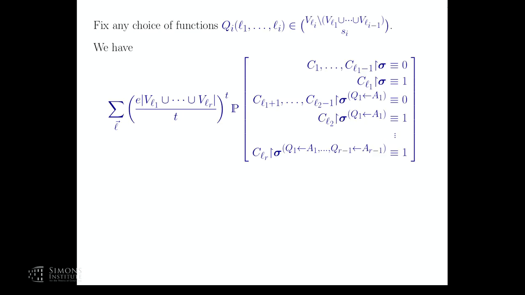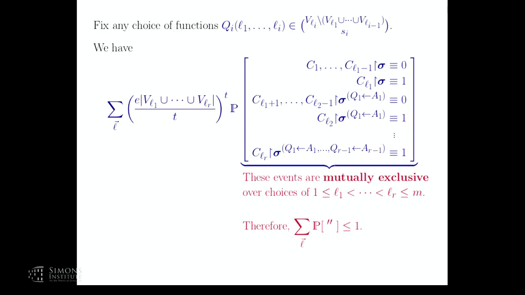So now we're finally down to bounding something which is just a sum over the L's, over the sequences of relevant clause indices. And we have the sum looks like this. Now we can observe the following: these events here are mutually exclusive over the possible choices of the clause indices. This is sort of a key observation.